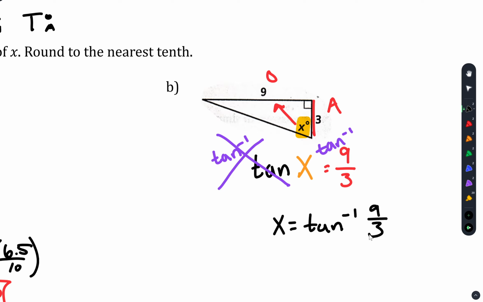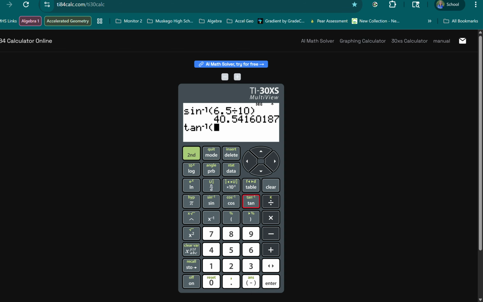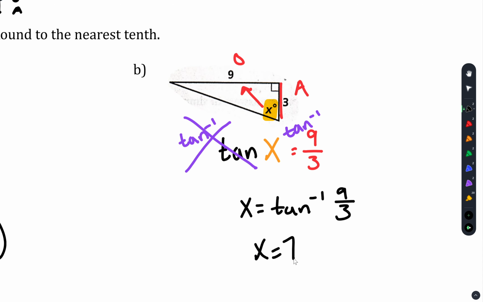At the bare minimum, what I want to see is your original setup. So that's my tan x equals 9 over 3, right? I want to see that original setup, and I want to see what you're putting into your calculator. So there should be 2 steps that I see at minimum for all of these problems. Does that make sense? So I'm going to put into my calculator tangent inverse of 9 over 3. And I got 71.6. Anybody having problems with this right now? We're good? Okay, x equals 71.6 degrees.